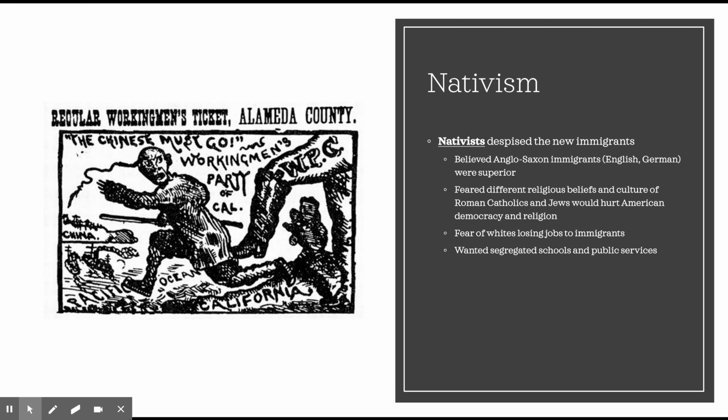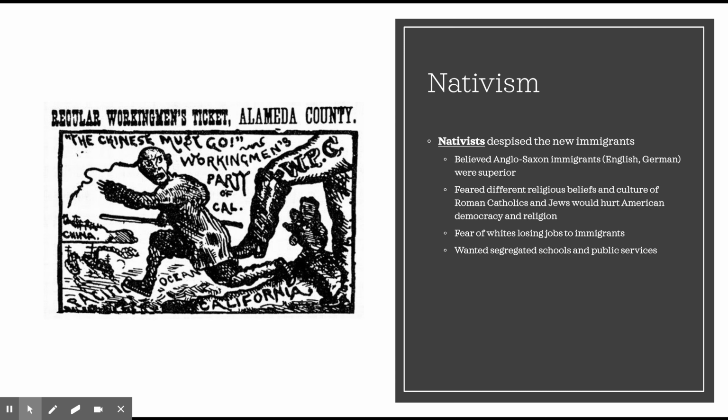So, like I said, when the immigrants arrived here, not everybody welcomed them. And there was this rise of something called nativism. And nativism was made up of people who were called nativists. And nativists despised these new immigrants. They did not like them. They believed that Anglo-Saxon immigrants, those English and German immigrants, were superior, that they had superior culture, superior language, and religion. And these nativists feared that these different religions that were coming into the country and these different religious beliefs and cultures, particularly of the Catholics and the Jews, would hurt American democracy and religion.